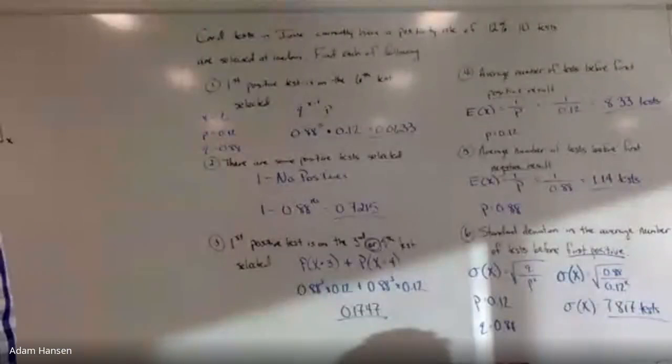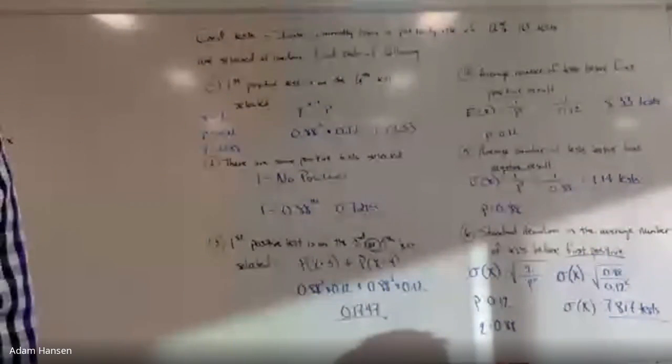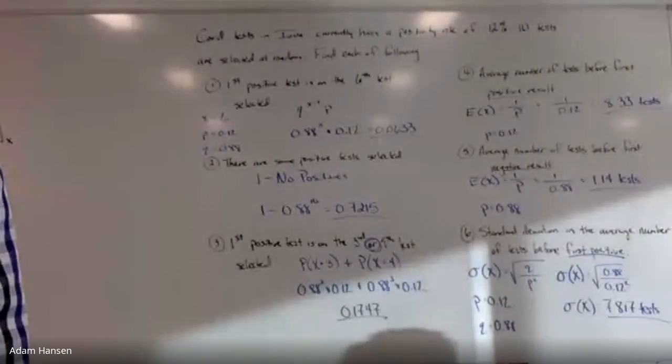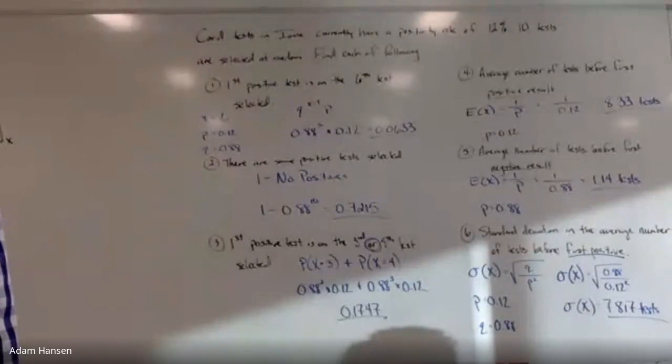So I would guess that we would find the first positive test anywhere between about 1 and 15 tests. You might not get the first positive until the 15th test sometimes. You might get the first positive test after only 1 or 2 tests selected some of the times. There's a lot of variability in this experiment, in this situation.